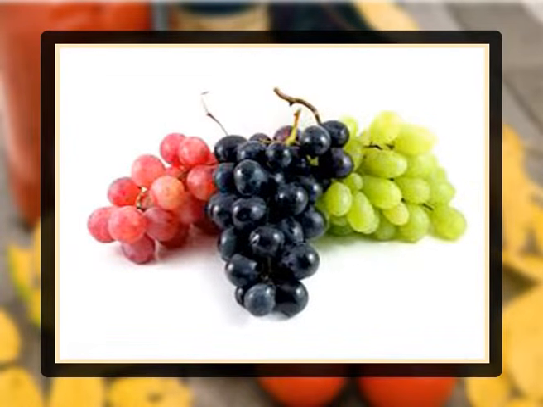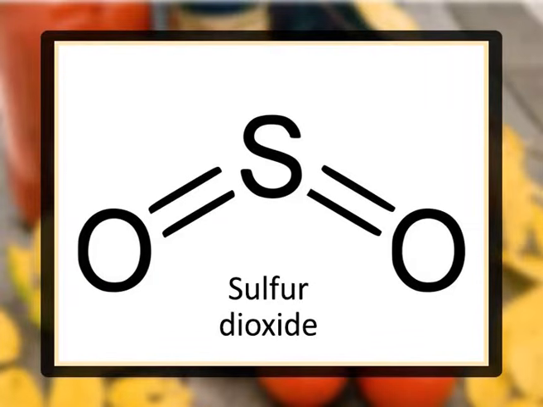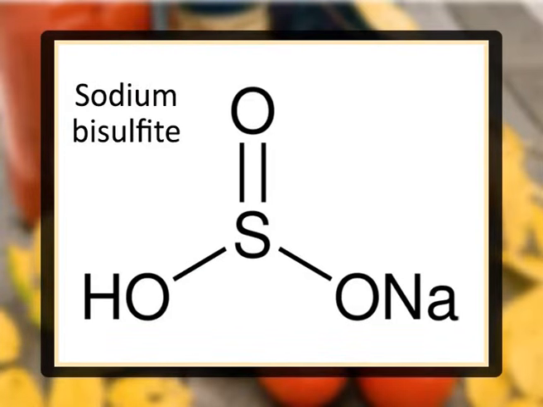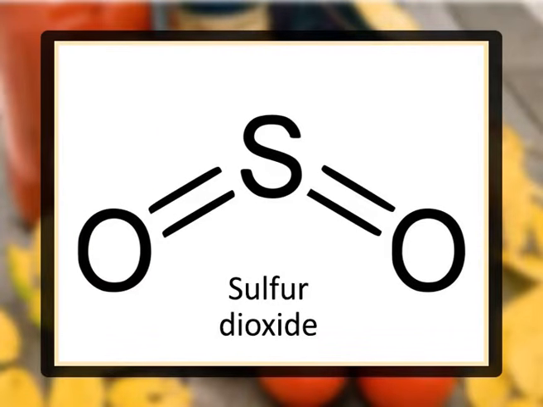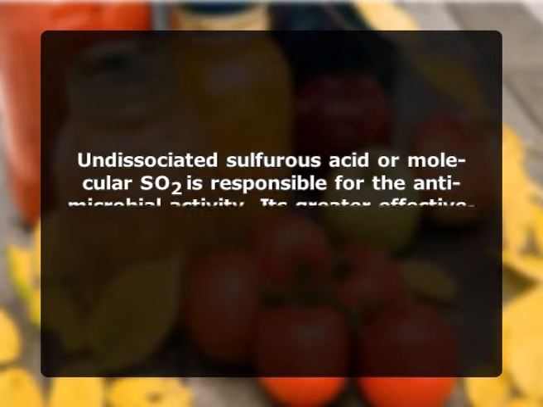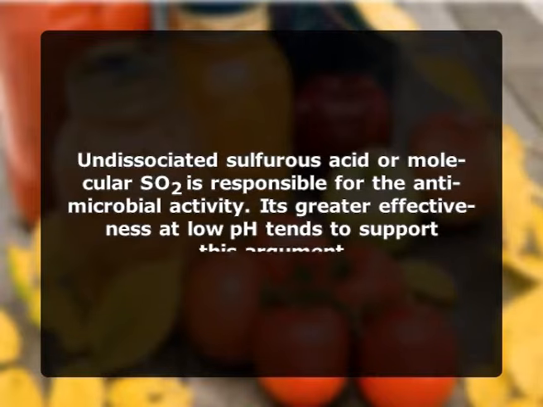Molds can be controlled on grapes by periodic gassing with sulfur dioxide, and bisulfite can be used to destroy aflatoxins. Although the actual mechanism of sulfur dioxide is not known, several possibilities have been suggested. It has been proposed that undissociated sulfurous acid or molecular sulfur dioxide is responsible for the antimicrobial activity. Its greater effectiveness at low pH tends to support this argument.